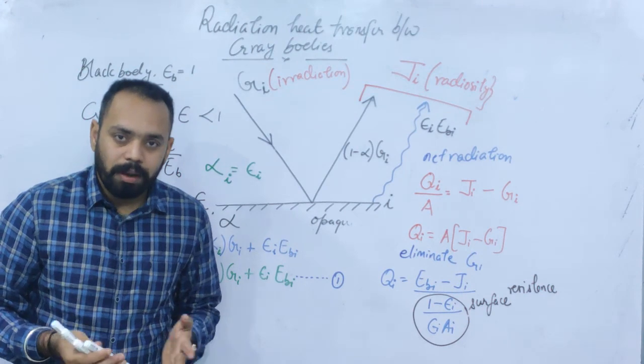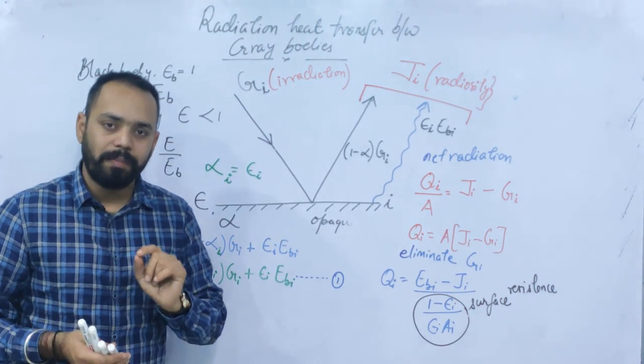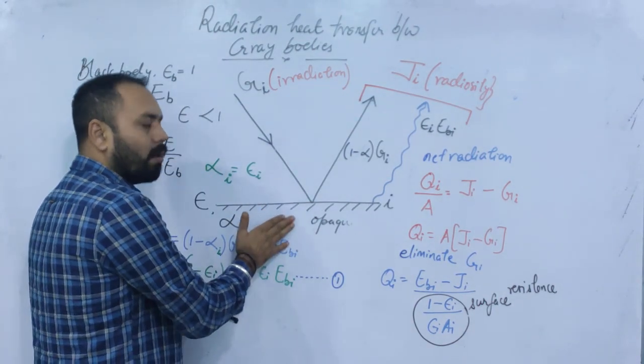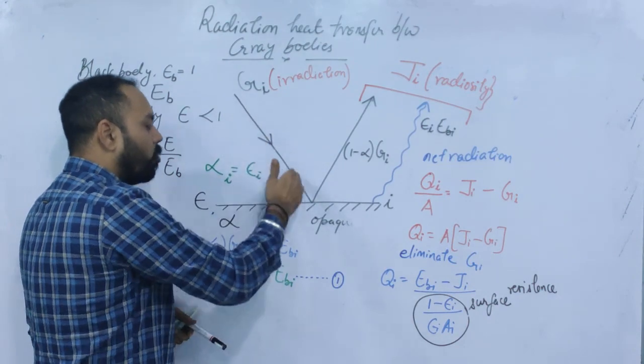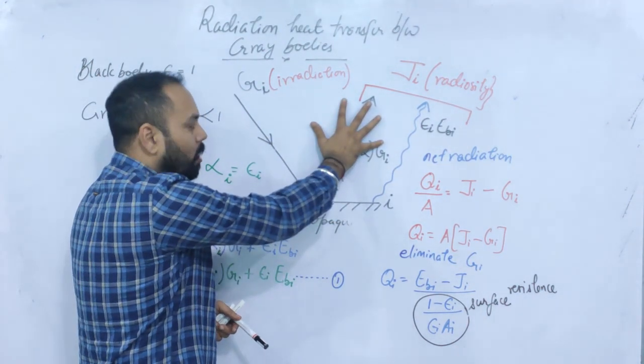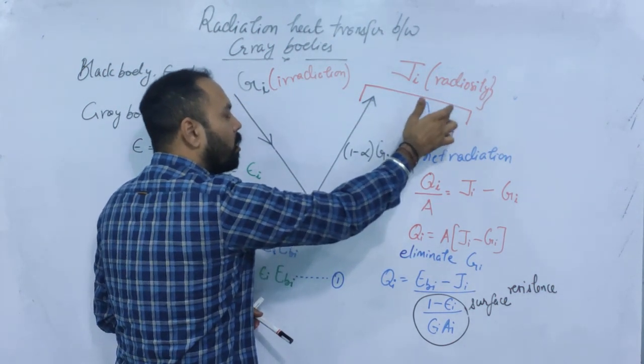What is the emissivity of a black body? The emissivity is 1, and therefore the surface resistance of a black body is equal to 0. For a black body, whatever radiation is falling is completely absorbed and this part is not there. Therefore, whatever is emitted, that alone contributes to J i.